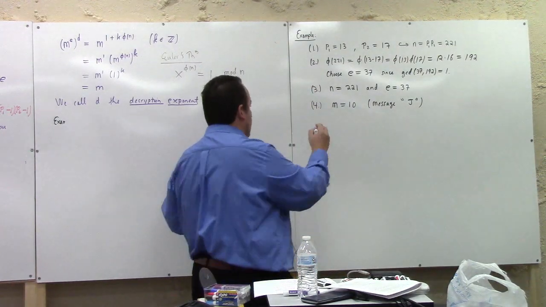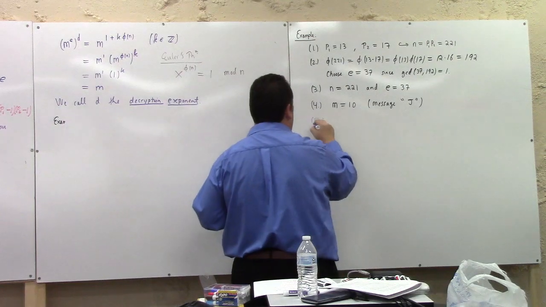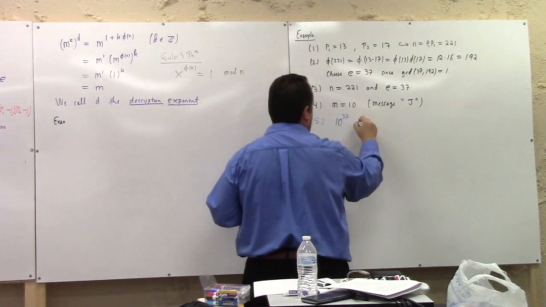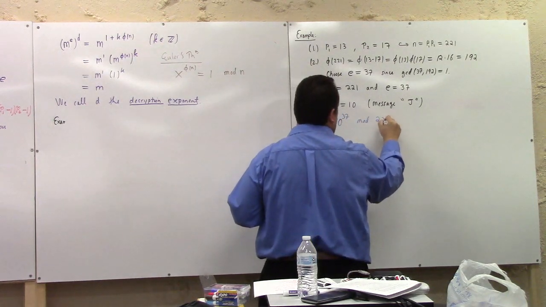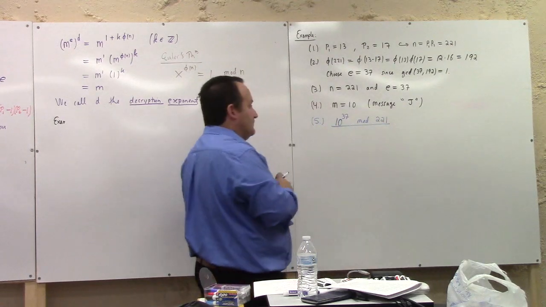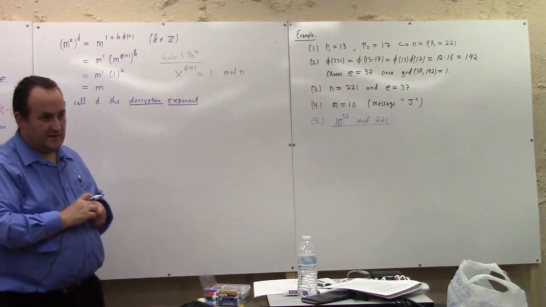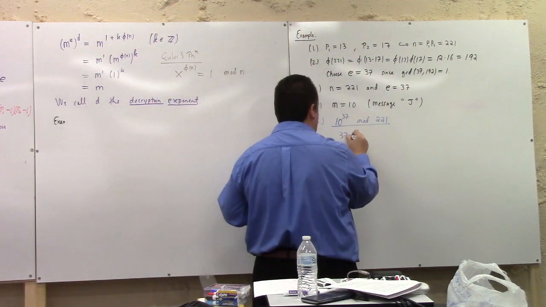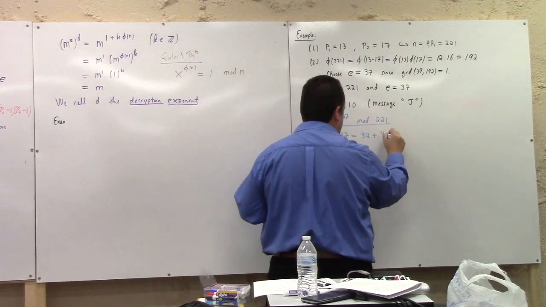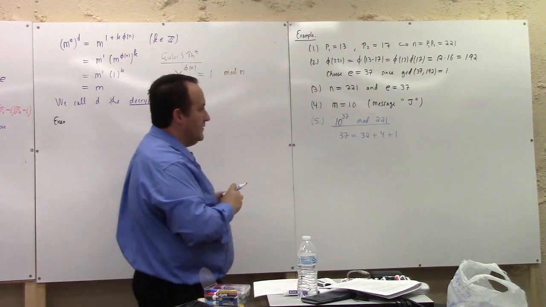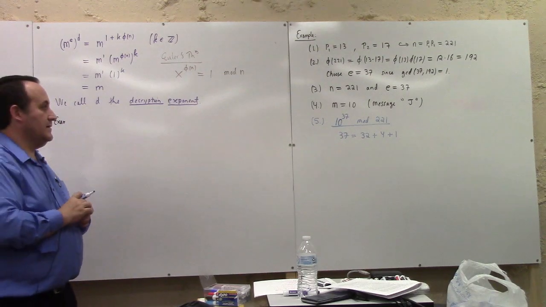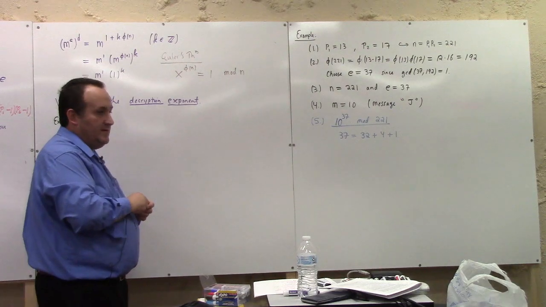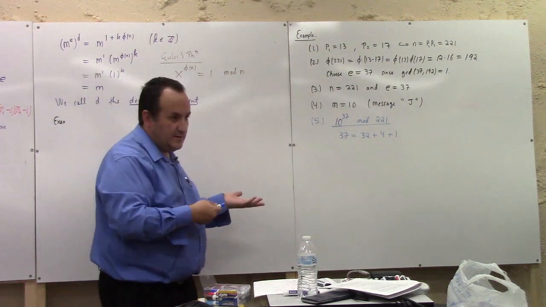So, step 5, for my friend to actually do the encryption, we have to calculate 10 to the 37 mod 221, right? So how do we do that? Well, let me recommend the following scheme. 37 is 32 plus 4 plus 1. So if I can calculate the 4th power and the 32nd power of 10 mod 221, then I just multiply them.